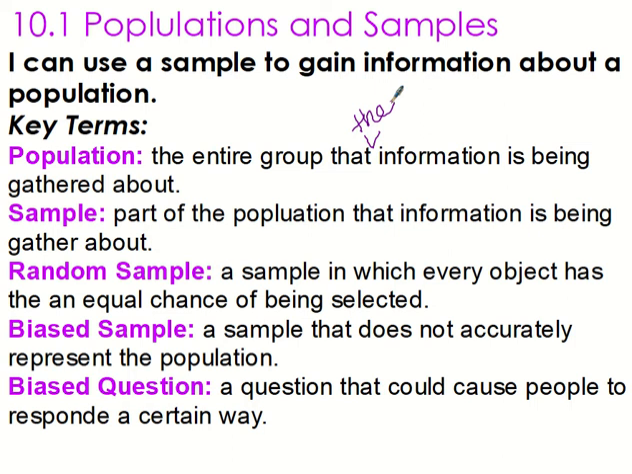So there's different kinds of samples. The best one to use is called a random sample. It's a sample in which every object has an equal chance of being selected. So that's the best option because then everyone has an equal chance of being chosen to be asked, right? Anytime you do a sample, you always want to do a random sample.